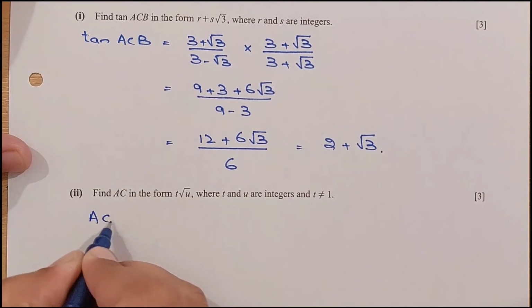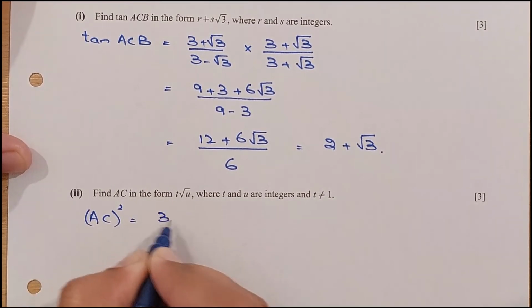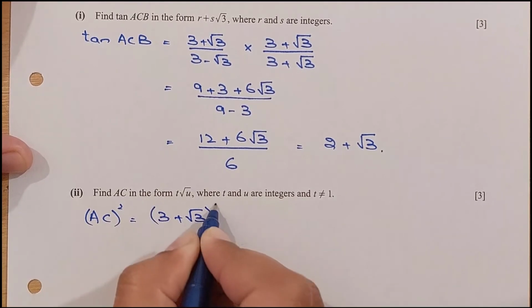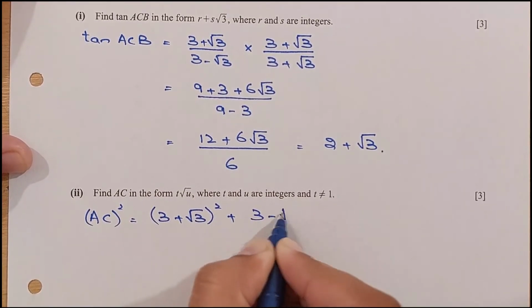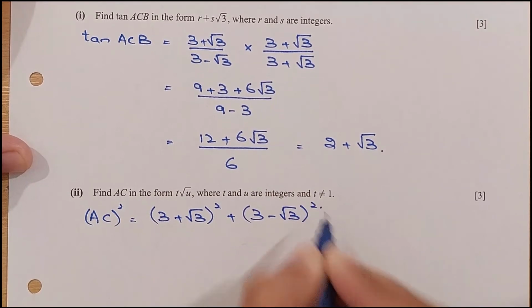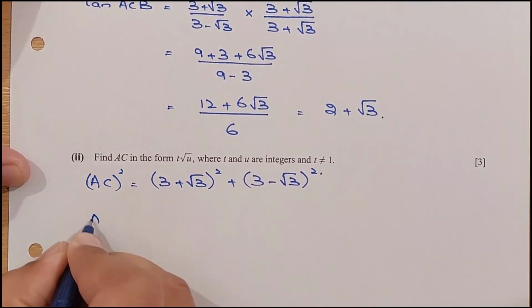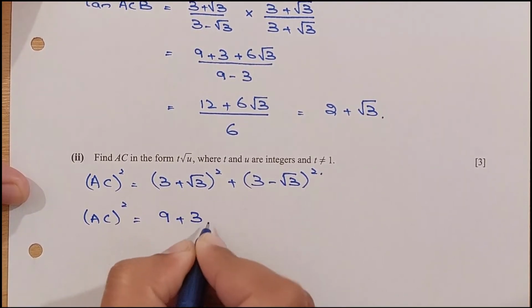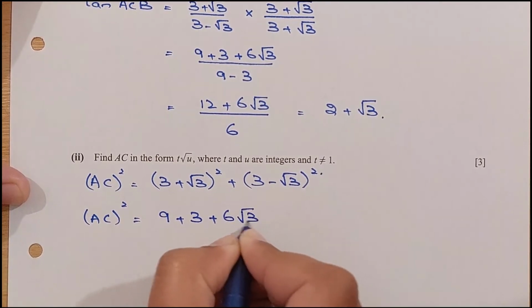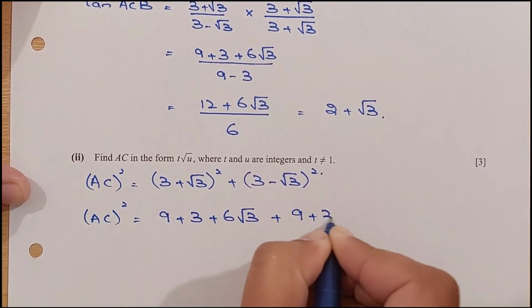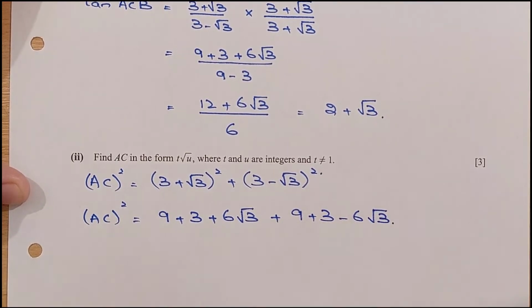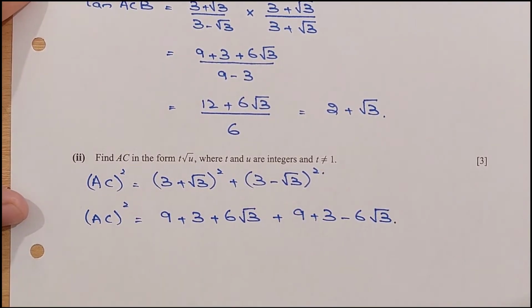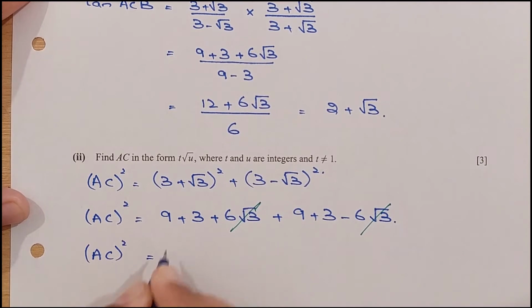So we can say hypotenuse squared equals AB, that is (3 plus square root of 3) squared, plus BC squared, (3 minus square root of 3) squared. So AC squared equals, opening the squares, 3 squared is 9, plus 3 plus 6 square root of 3, plus 9 plus 3 minus 6 square root of 3. We can cancel the positive 6 square root of 3 with the negative 6 square root of 3. So AC squared equals 9, 10, 11, 12, 12 plus 12 is 24.